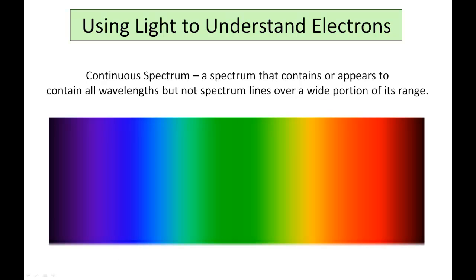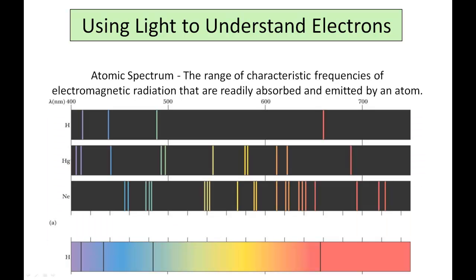There are 3 main types of spectra you should know. The first one's a continuous spectrum. This is a spectrum that contains or appears to contain all wavelengths of light, but not spectrum lines over a wide portion of its range. If you look at this spectrum below, it looks like all wavelengths of light are represented, hence a continuous spectrum. Contrast that with these 2 types of spectra.